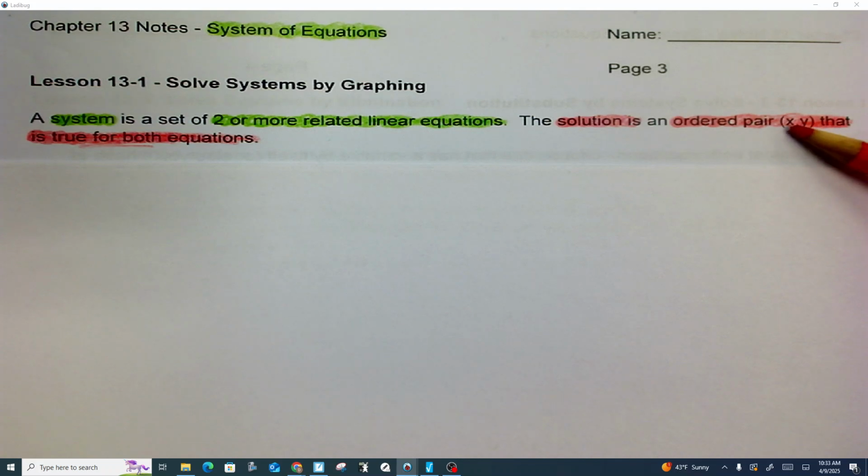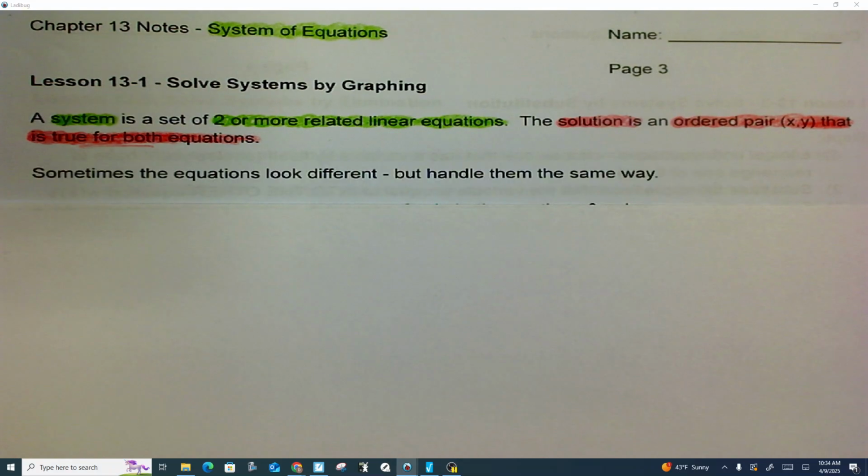It's two numbers actually. The first is an x and the second is a y, and it makes both of the equations true. Now this sounds a little bit weird, so we're going to dive into an example right away of checking this. Now the two equations don't always look the same. That's okay. This is what we have to do when we have a solution to the system.